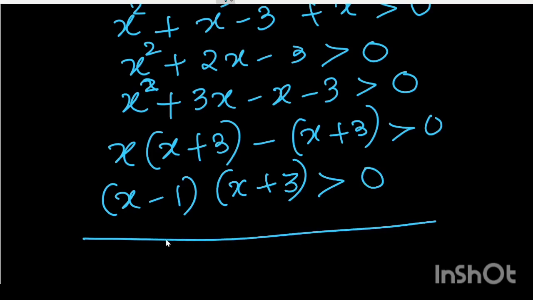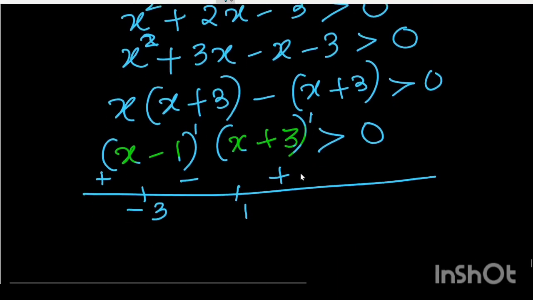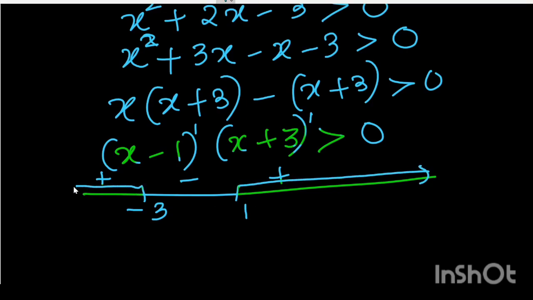Using the wavy curve method, the zero corresponding to x minus 1 is 1, and the zero corresponding to x plus 3 is minus 3. Starting with a plus sign on the rightmost interval, moving left, it becomes minus, because the powers are odd powers. Now the question is asking for the plus sign, so we will take this and this as our answer to the second case.